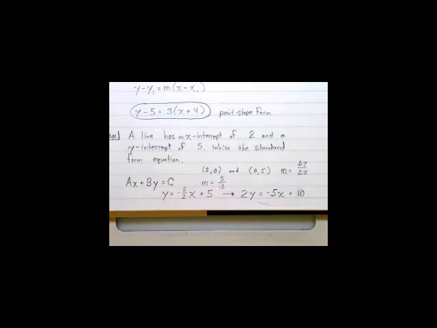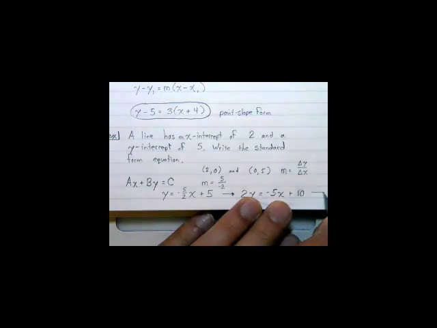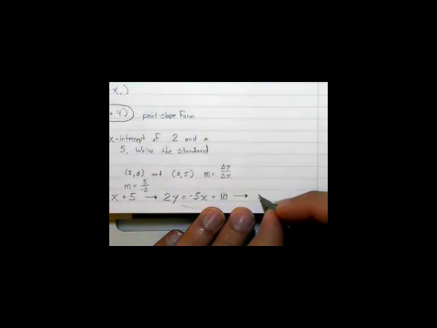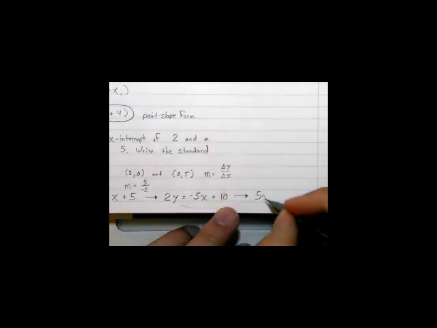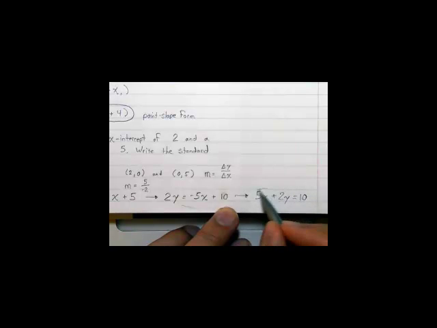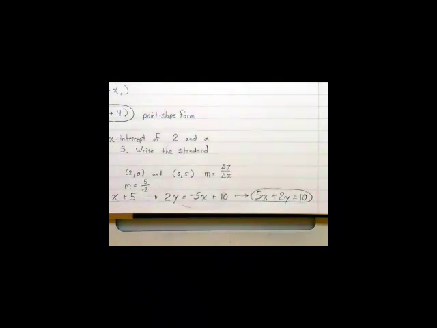There you go. Yeah, the minus 5x, we just got to add that over to the other side. So we'll end up with 5x plus 2y equals 10. And now we're in standard form.